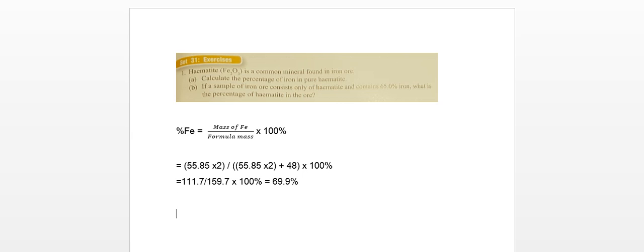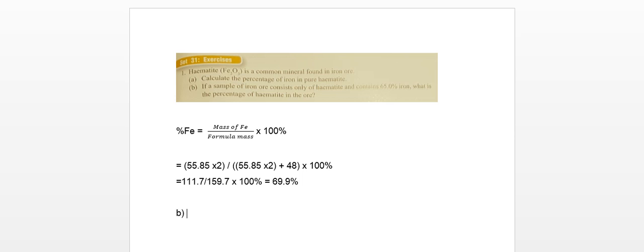Now for part B, we're asked if the sample of iron ore consists only of hematite, so there's no other source of iron, and contains 65% of iron, what is the percentage of hematite in the ore? So in this case, this is a common way that chemists think about things. We're almost using the iron as a kind of tag for the hematite. So if we know how much iron is present in hematite, then we can figure out how much hematite is in the sample.